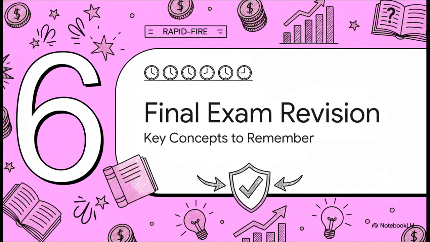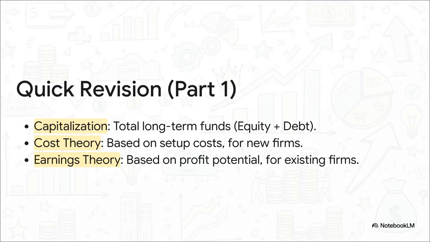All right, we have covered a huge amount of ground today. So before we wrap up, let's do a quick rapid-fire revision of the most important points. This will help lock them in your memory for the exam. Ready? Let's go. First, capitalization is the total long-term funds of a company. The cost theory is based on initial setup costs and is best for new firms. The earnings theory is based on profit potential and is used for existing firms.